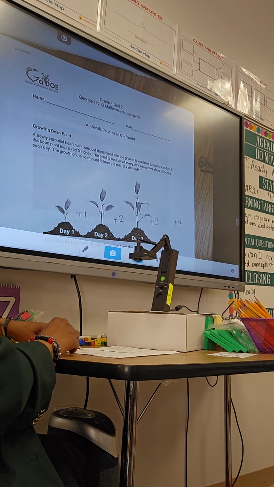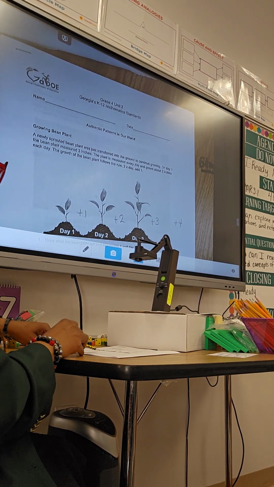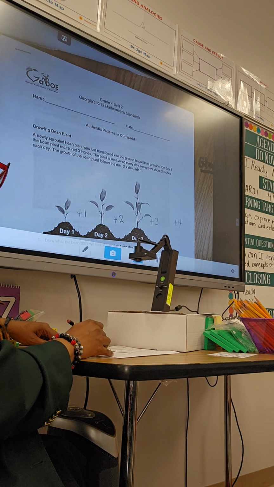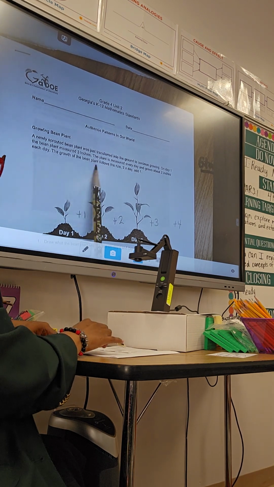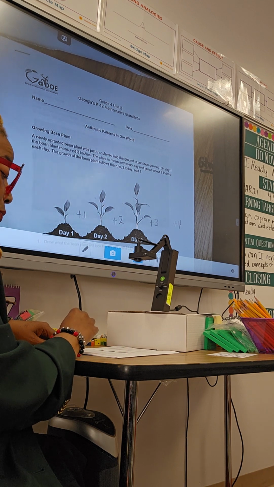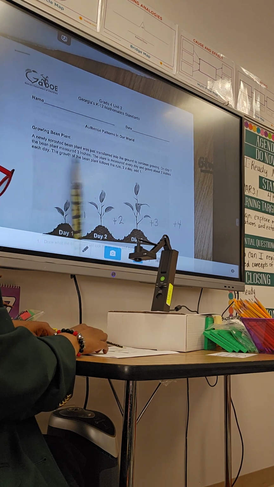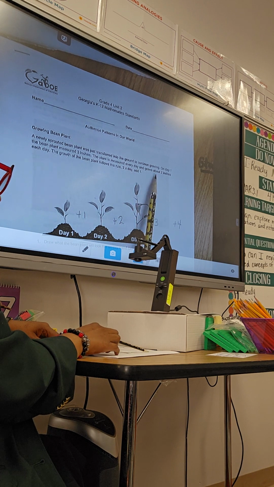So then on part 2, it says, how tall will the plant be on the 7th day? You're going to create an input-output table to show the information, but you got to go back up here and read. It says the plant measured every day grows by how many inches?